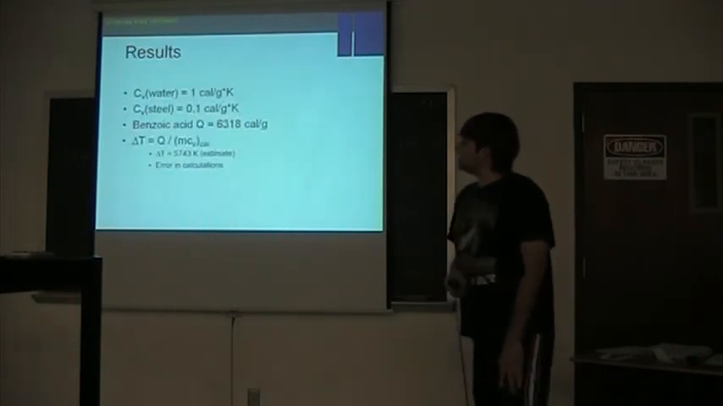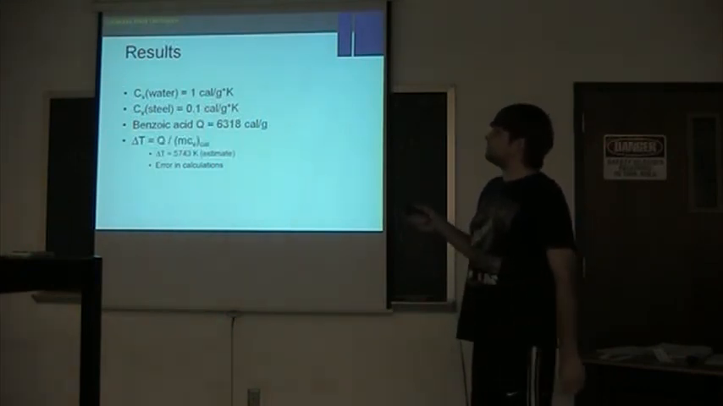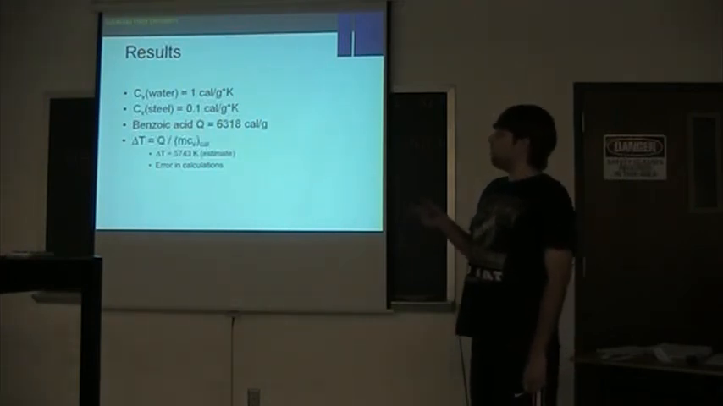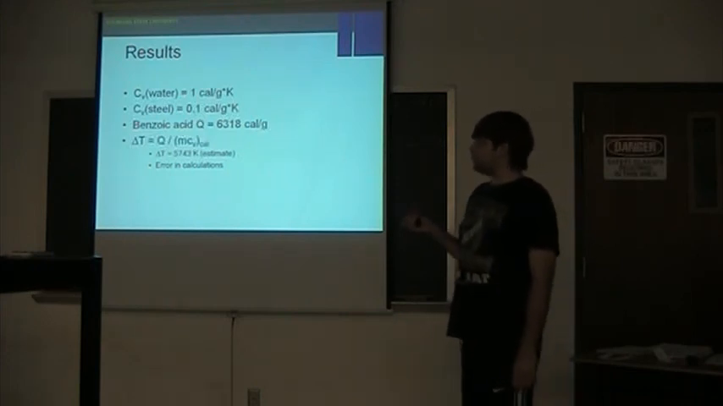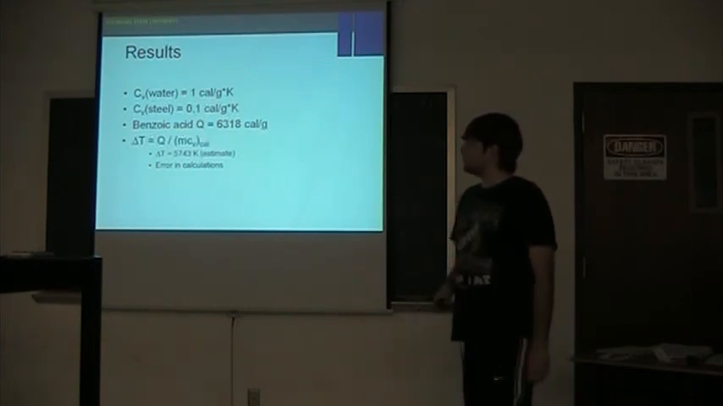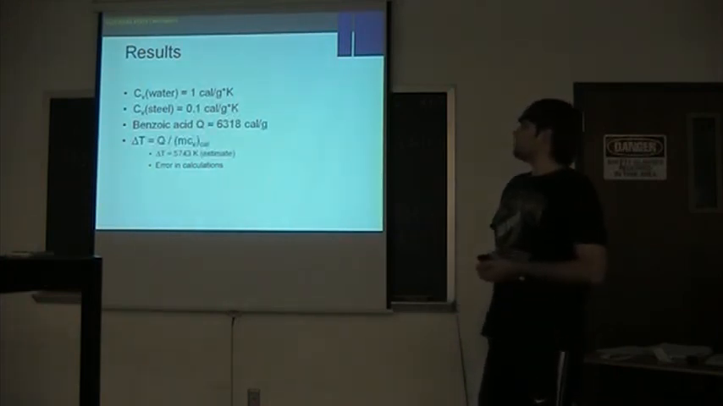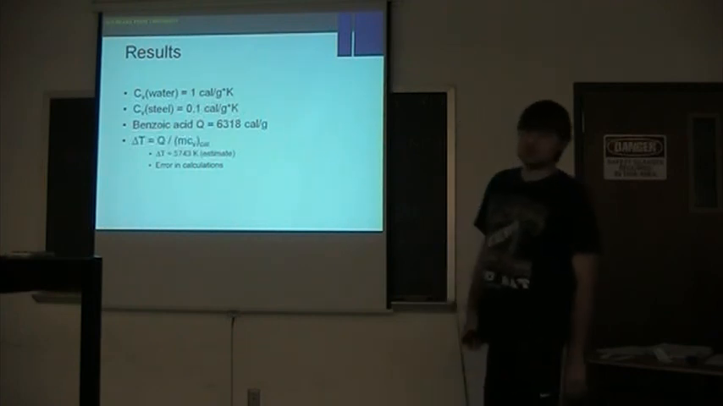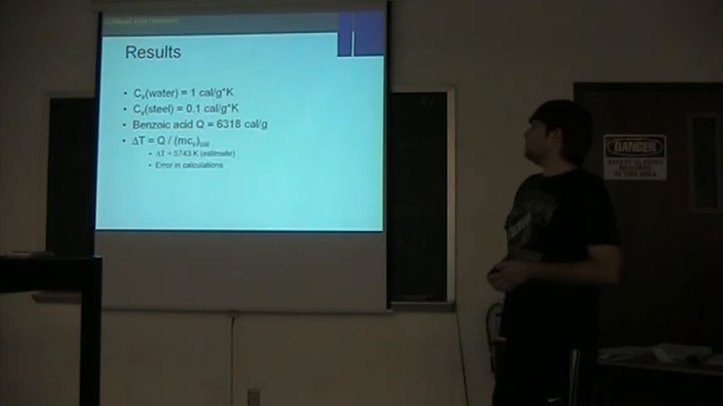Theoretical results I obtained: the thermal capacitance, there are the CV values for your system. I got these online. For water and steel, you add these together to get the value for your system. The Q value for our fuel is listed as 6,318 calories per gram. I made an error in my calculations, or I obtained the wrong figures online, because I got my delta T as 5,743 kelvin. Obviously, that's way too high, so I have to go back and figure out exactly what went wrong.